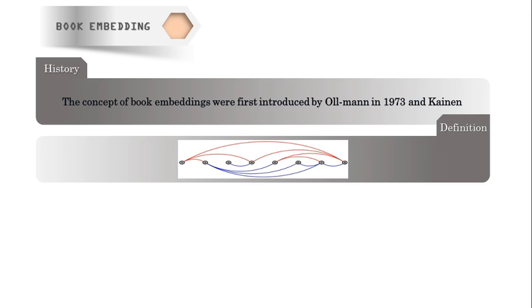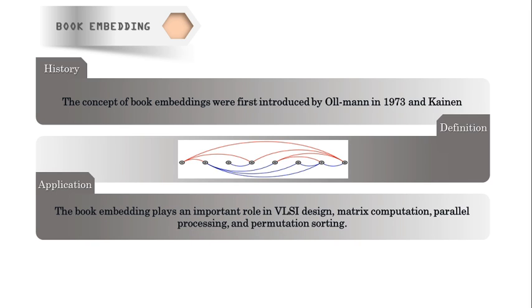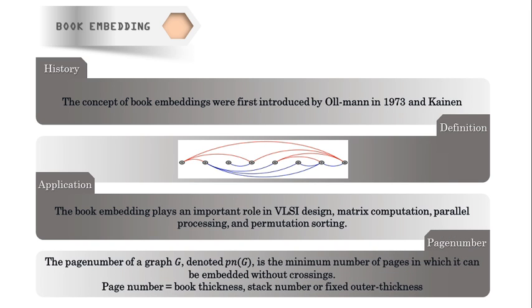A book embedding is a topological embedding of a graph with vertices embedded in a straight line and edges residing on half planes such that no edges on the same plane cross. The book embedding plays an important role in fault tolerant design, matrix computation, parallel processing, and permutation sorting. The page number of graph G, pn(G), is the minimum number of pages in which it can be embedded without crossing.